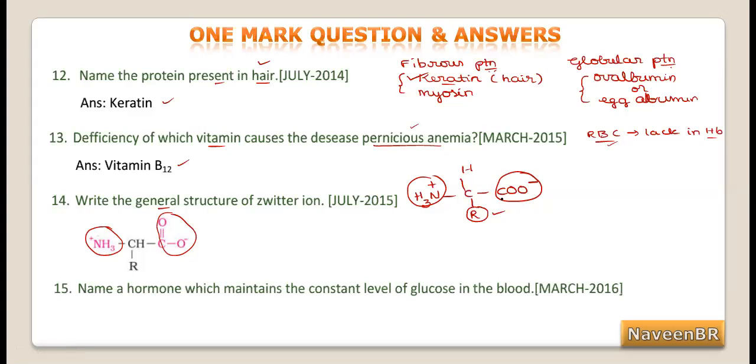Next question from the March 2016 examination. Name a hormone which maintains a constant level of glucose in the blood. We learned the 2 hormones that maintain the blood glucose level. They are insulin and glucagon. So anything can be written. Here insulin is mentioned, but glucagon is also the correct answer.